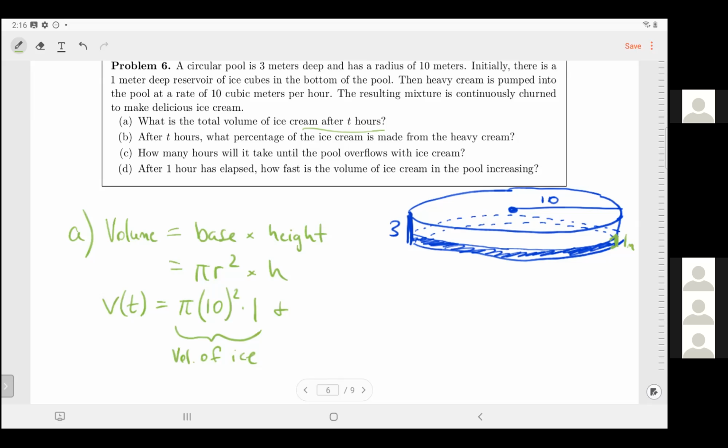The volume of the heavy cream that's added. Yeah, awesome. So the heavy cream goes in at 10 cubic meters per hour. So if I just add 10 times T, this component is the volume of the cream that we're pumping in. And so in total, that's what we get. So we're starting with some base volume and then we're adding 10 cubic meters every hour that passes. Cool.